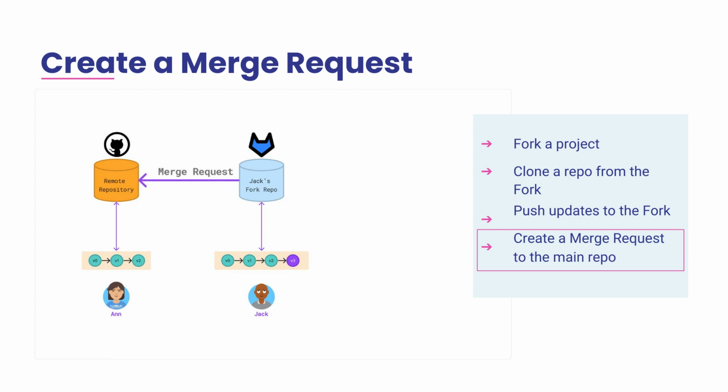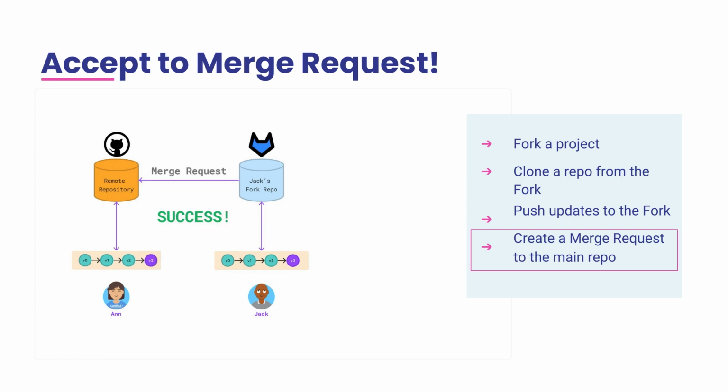Finally, Jack creates a merge request. Another name is pull request. On the Git hosting platform, Jack can create a pull request from his forked repository to Anne's original repository. This notifies Anne of the changes he wants to contribute. Anne or other project maintainers can review Jack's changes in the pull request. They can provide feedback, suggest modifications, or discuss the changes with Jack. Once the changes are approved, they can be merged into the main project repository.